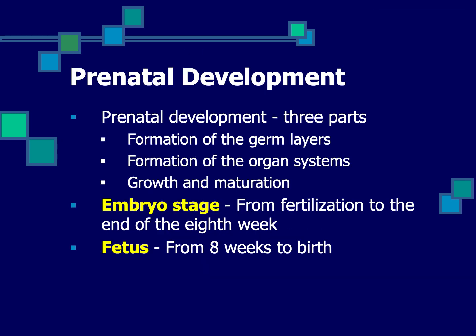Okay, so when we talk about early development, we talk about the formation of the germ layers, the formation of the organs, and then growth and maturation. Really, the first two happen in the embryo stage, which is through the 8th week of pregnancy. Then after the 8th week is most growth and maturation. So the most formation occurs very early. This is when critical things are happening.